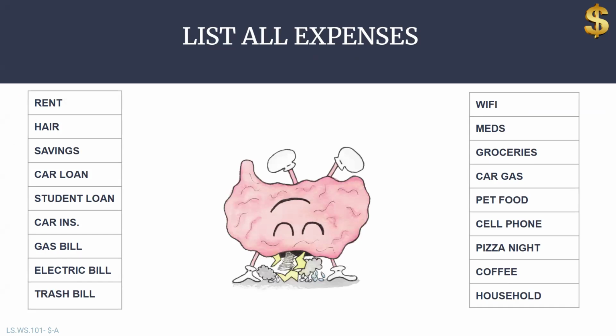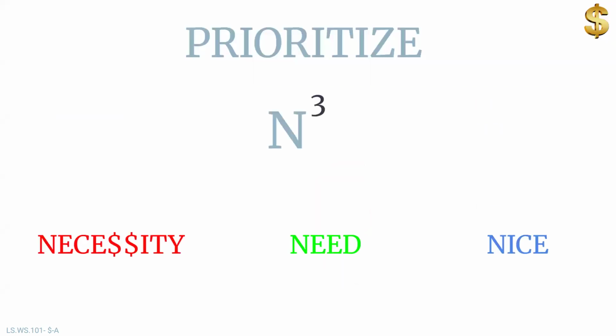But then you did a brain dump. You've collected all of the bills, all of the things that you pay for, every penny that you spend, you have now made a list. So this is when the brain dump comes into play.